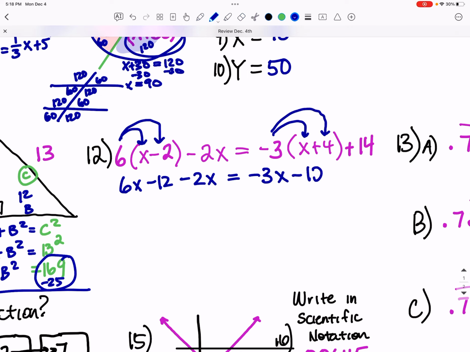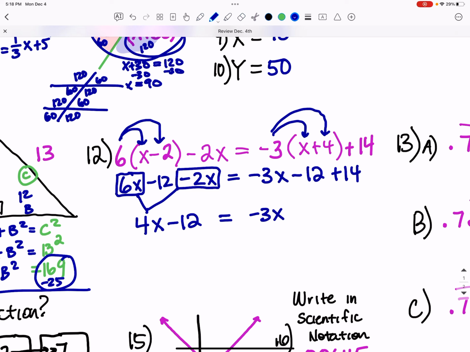So over here, I've got 6 x's minus 2 x's. So really what I have is 4 x's minus 12. On this side, what I have is -3 x's, and I have -12 versus +14. The positives win by 2. Notice I can still read my numbers really easily.